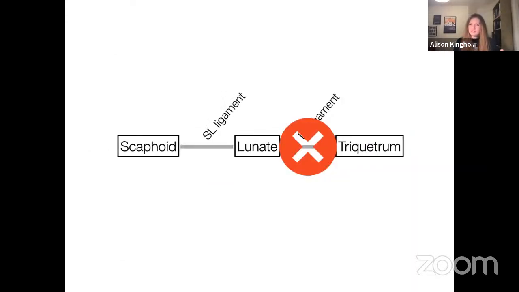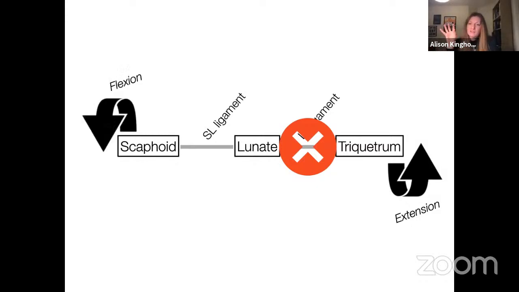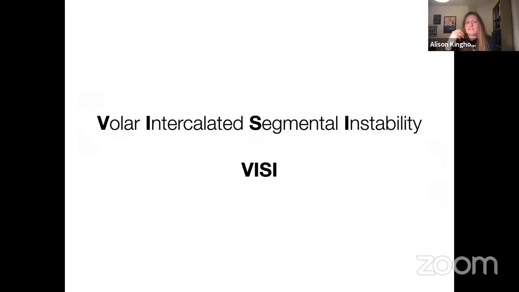So what happens if we break somewhere else in this chain? What happens if we break the lunotriquetral ligament, which is not as common as an isolated injury, but allows us to look at how this mechanism works? Well, what happens then is the triquetrum is free to fall into extension unrestrained. But the scaphoid is still trying to force everything forward and go into flexion. And that then pulls the lunate forward. It pulls it volarly, and therefore this is known as volar intercalated segmental instability.